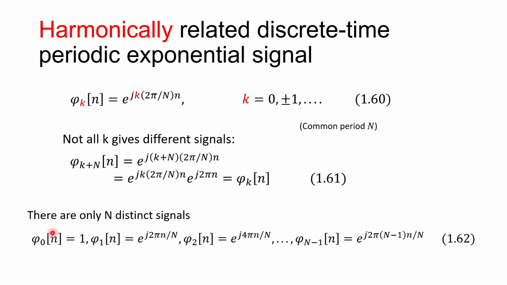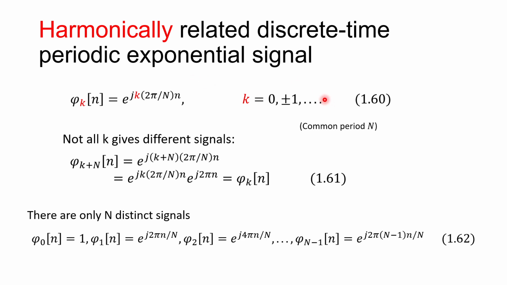Okay. And so we will write all that. K equals 0, that's the constant function. K equal to 1, then you have e to the j 2 pi n divided by big N, then 4 pi n divided by N, up to 2 pi (N minus 1) small n divided by big N. So any question about harmonically related discrete time exponentials?